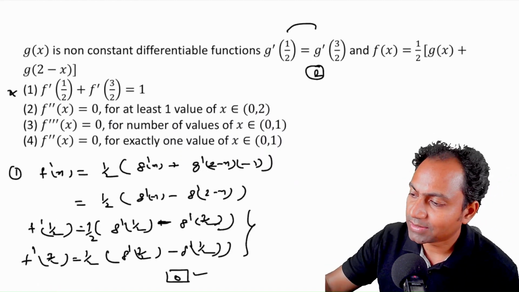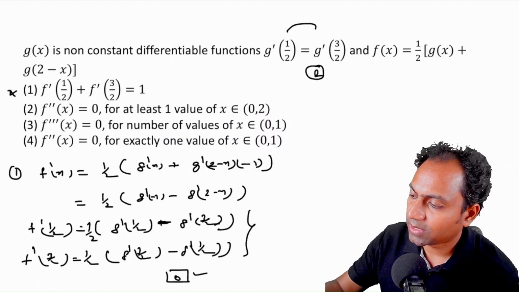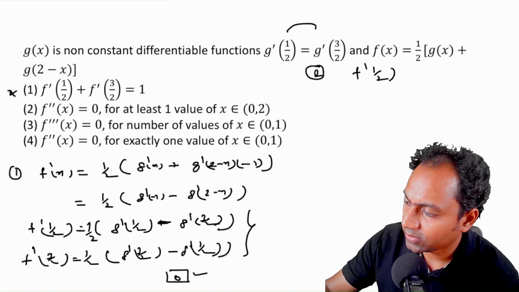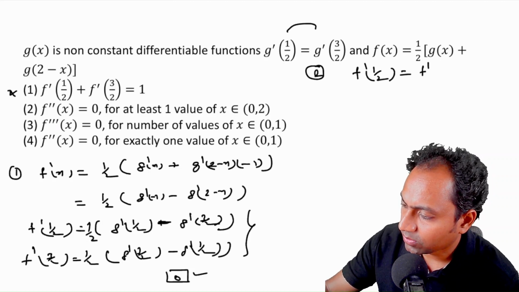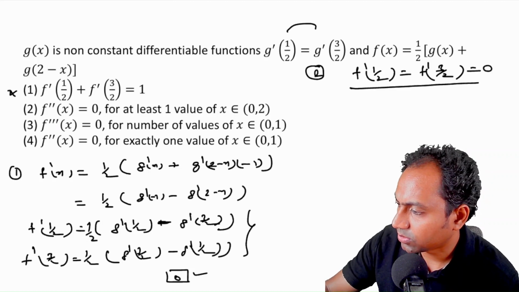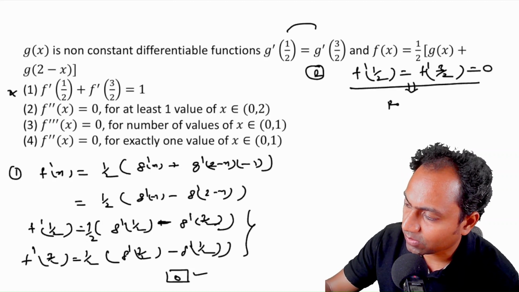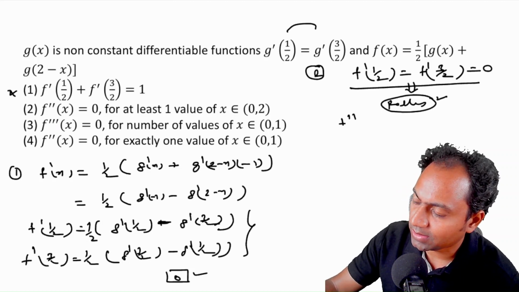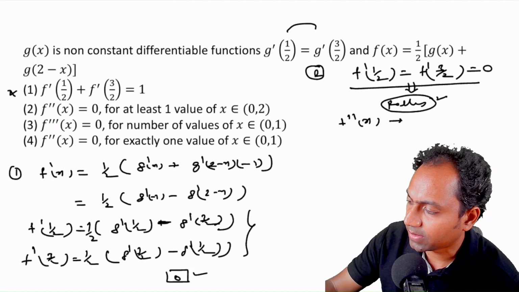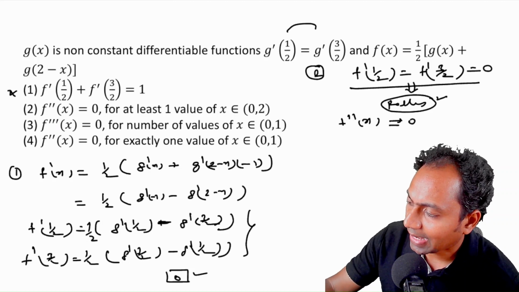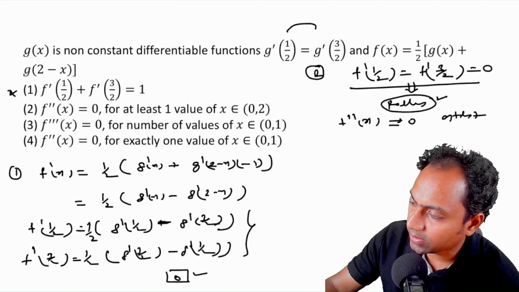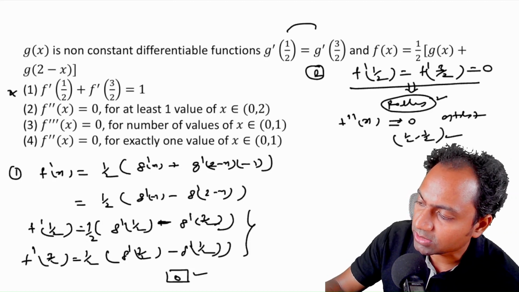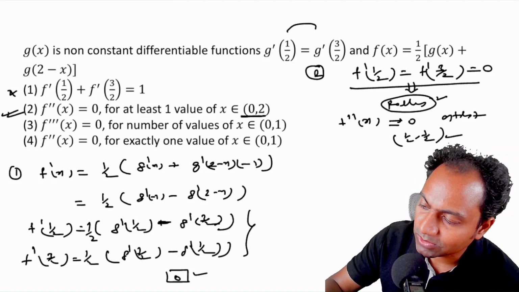Now once you have figured this out, that this function is becoming 0 at 2 points, you can see that f dash of 1 by 2 is equal to f dash of 3 by 2, which will be equal to 0. So now what we can do is apply Rolle's theorem on f dash of x. What Rolle's theorem will say is that f double dash of x will become 0 at least at one point between 1 by 2 and 3 by 2. And since it comes in the same interval as 0, 2, option 2 becomes correct.